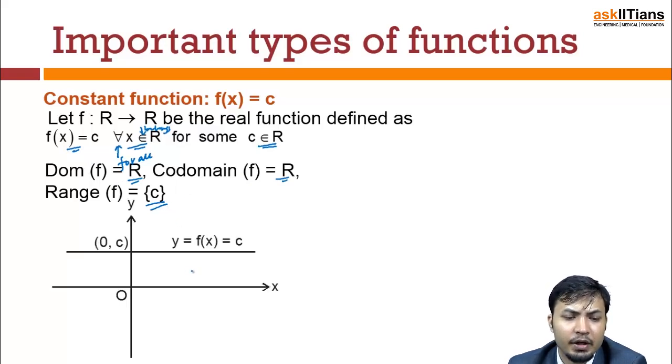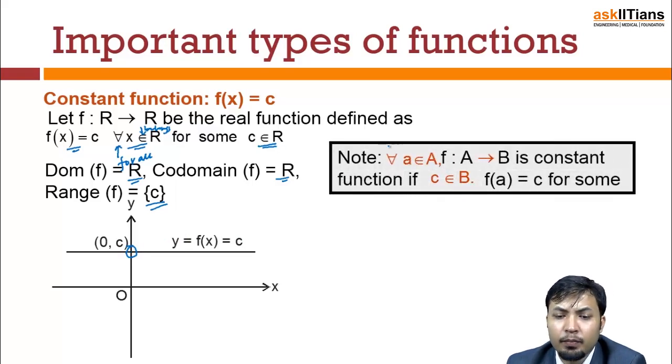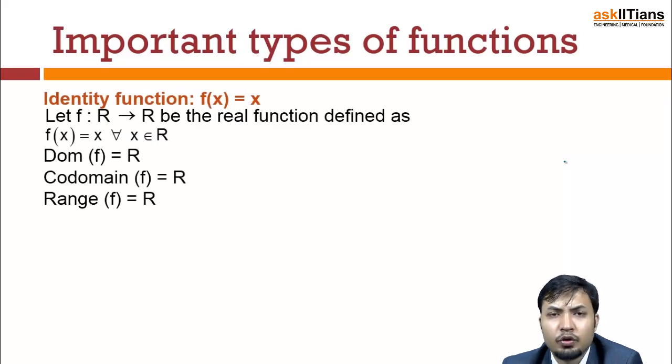Now you see, this is an example of a constant function, where my y is equal to some value over here. An important point to note is that for every constant value a that belongs to A, my f from A to B is always a constant function. If c belongs to B, f(a) = c for some c. Okay, now let's look at the next function. I have my identity function.